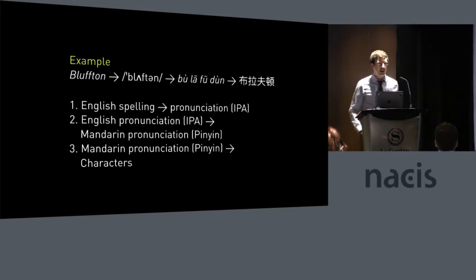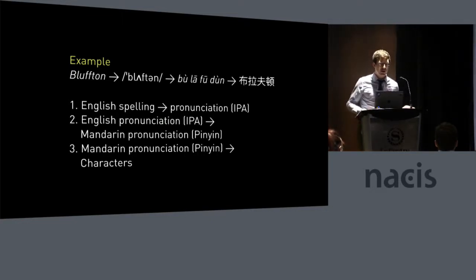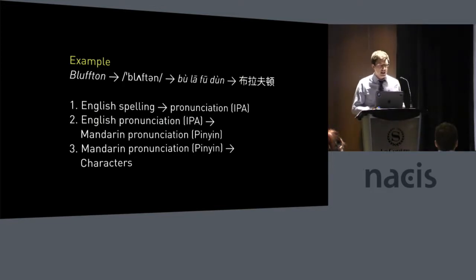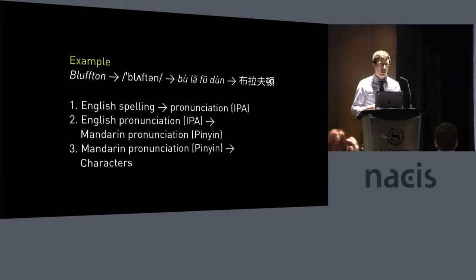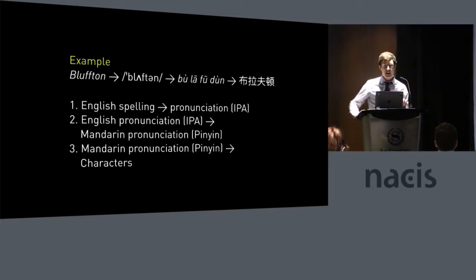So let's take a look at an example so that we can see how this works. In transliterating an English place name like Bluffton into Mandarin Chinese, we can break it down into a three-step process where first we convert the English spelling to pronunciation, then we convert the pronunciation in English to the pronunciation in Mandarin. This is like phonological loanword adaptation. And then we convert the Mandarin pronunciation from pinyin to actually being in characters.